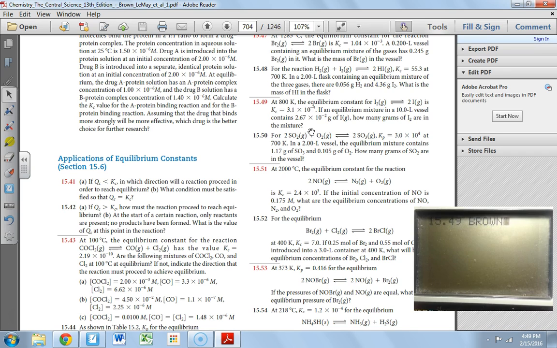That's one of the things I think is valuable to understand: once you get to the end conditions, we can then convert that to all those meaningful pieces of data, grams, moles, liters, whatever it is. But here we have a 10-liter vessel, and it's 2.67 times 10 to the minus 2 grams of I gas.